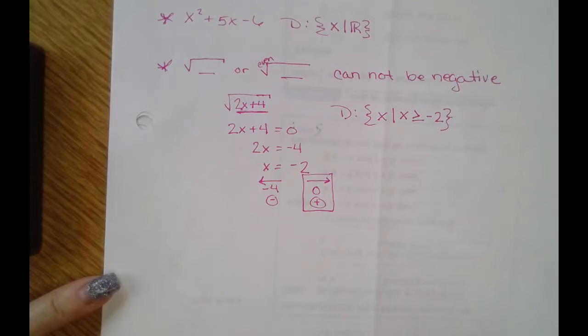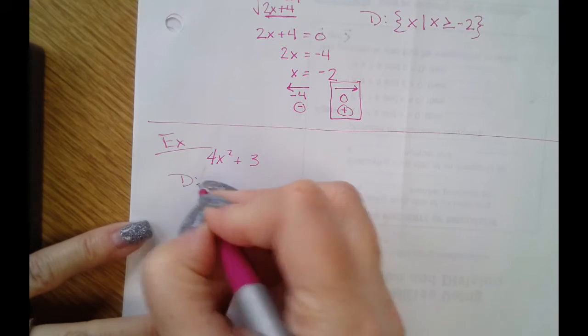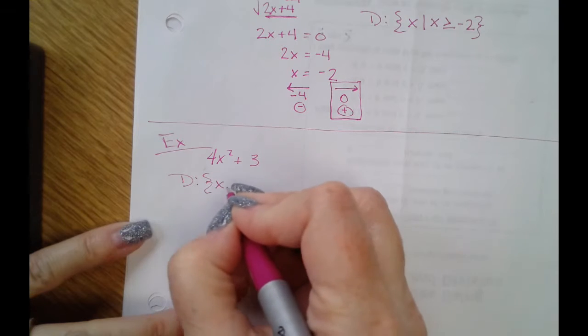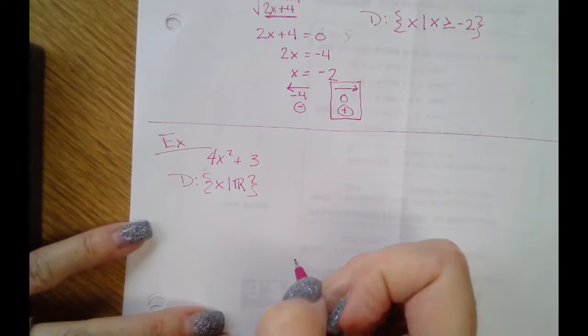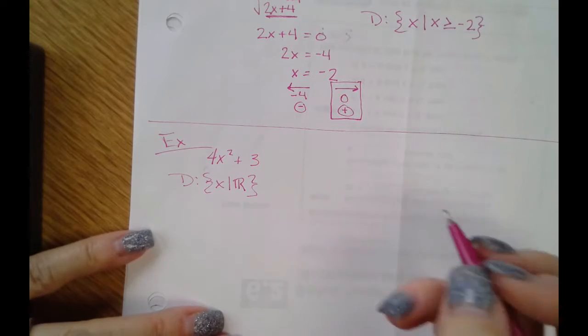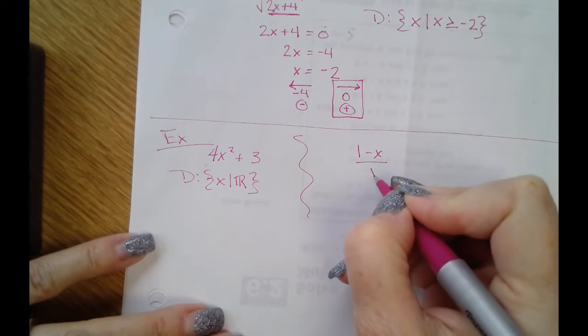Okay, and then what about 1 minus x over x? Again, I don't care what my numerator is. I can have 0 in my numerator all day. It's my denominator. Well, my denominator can't be 0, so it's just x such that x cannot equal 0 because I cannot divide by 0.